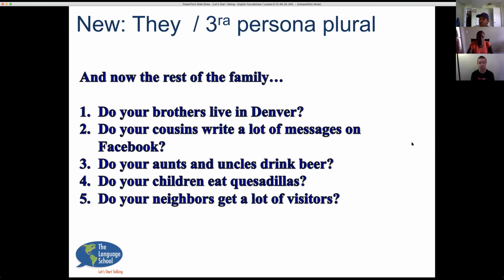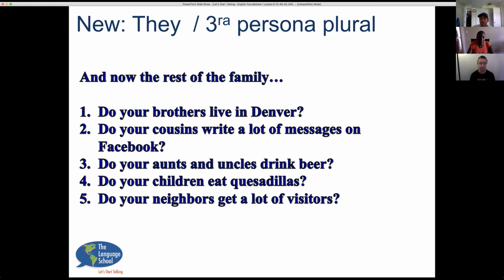Megan, do you have brothers? I have one brother. Okay. Francis, do you have brothers? Yes, I have brothers. Do your brothers live in Denver? No, my brothers do not live in Denver. Megan, do your cousins write a lot of messages on Facebook? Yes, my cousins write a lot of messages on Facebook.